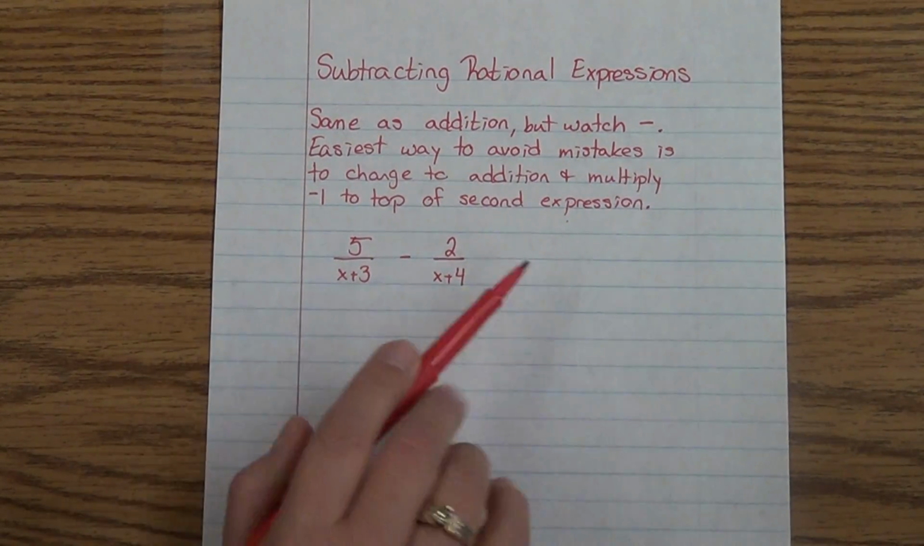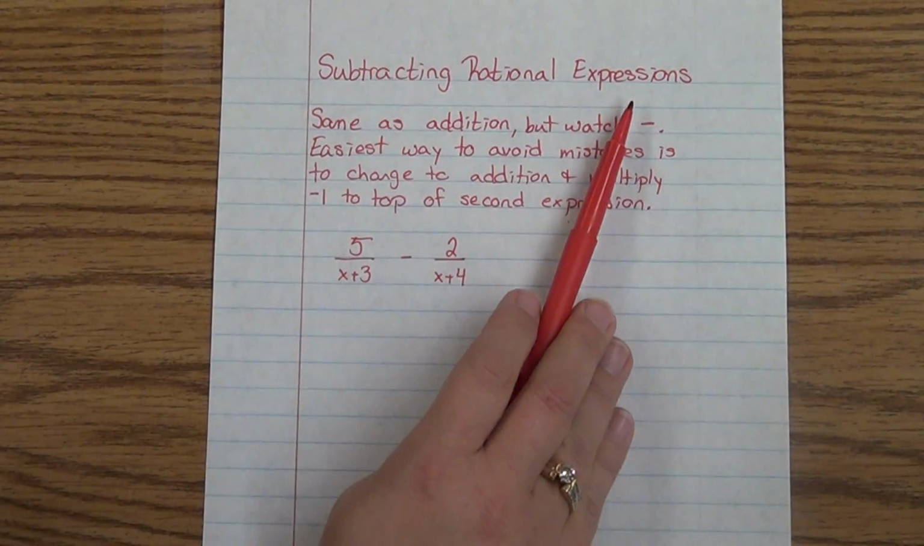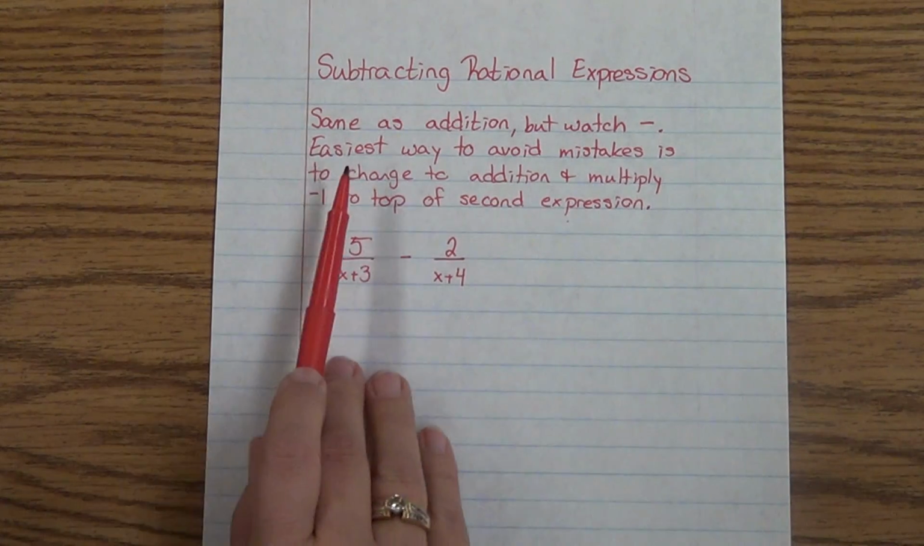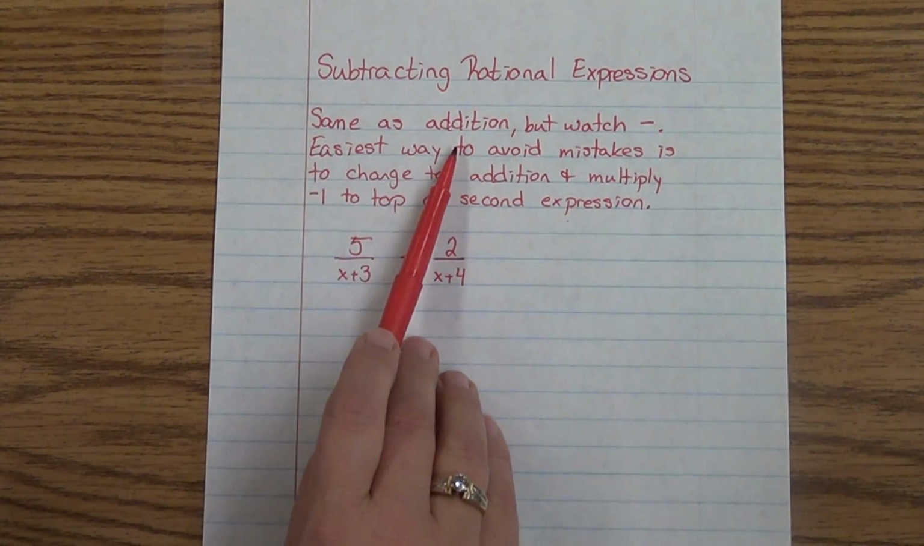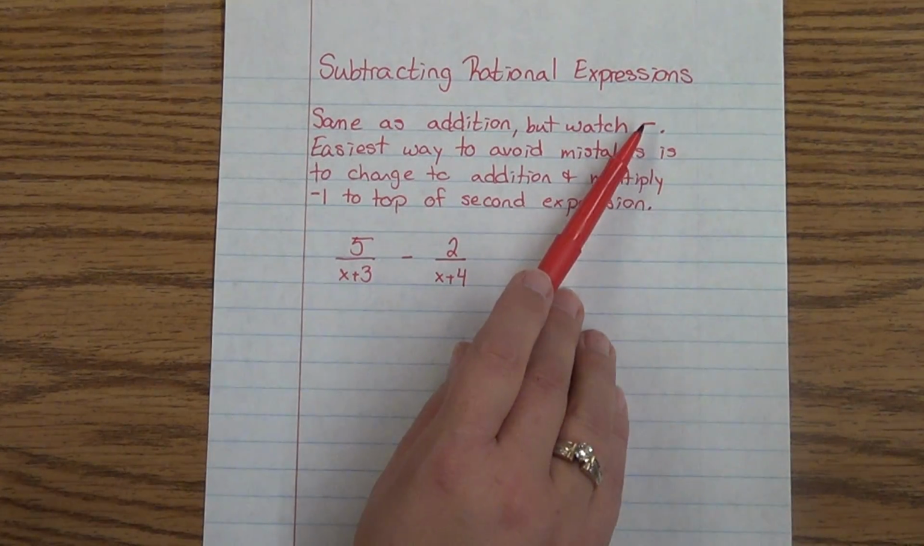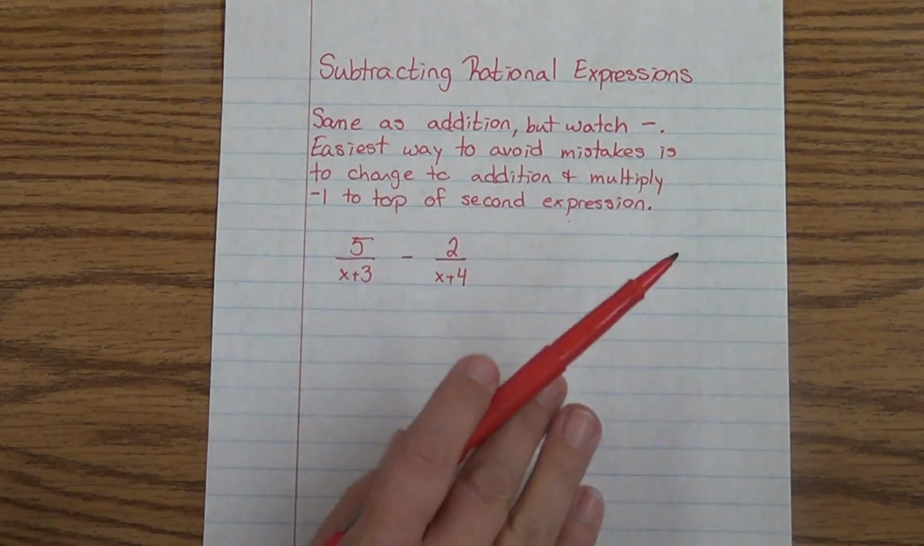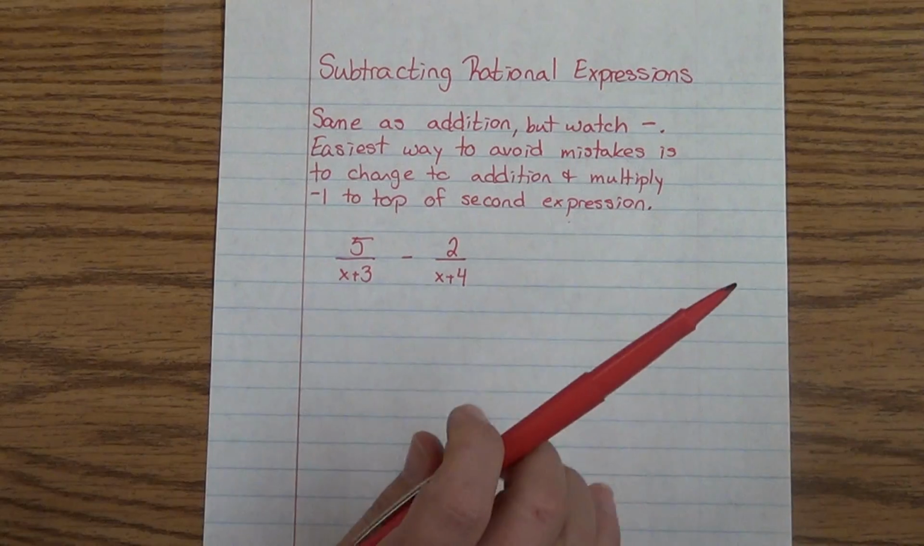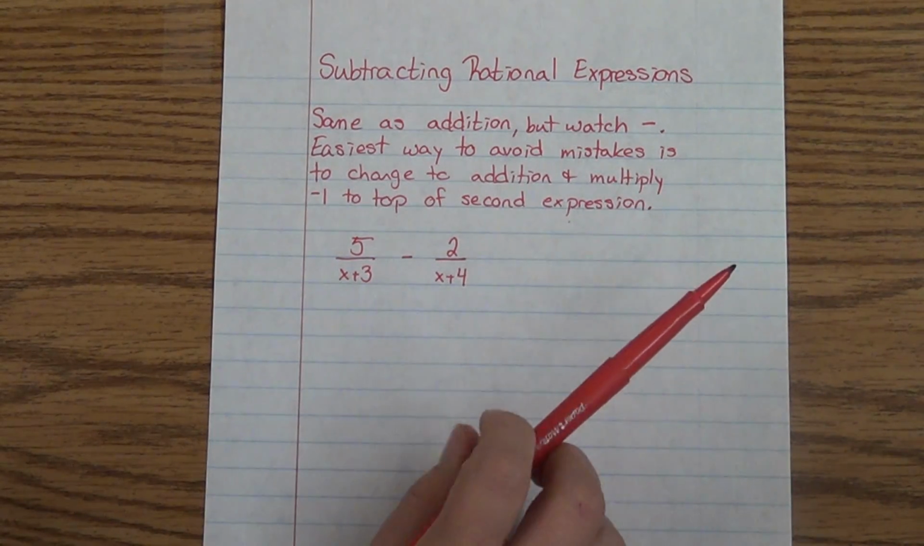Today what we're going to attack is subtracting rational expressions. The biggest thing is it's exactly the same as addition, except you have to be very careful to watch for your minus sign. It's easy to make stupid mistakes, but the steps are exactly the same. So the steps are going to be the same steps that you used yesterday.